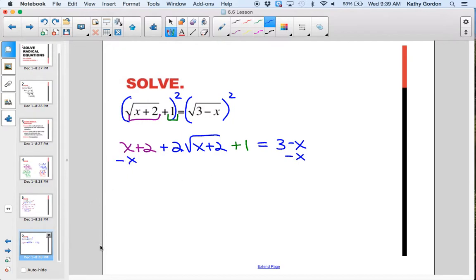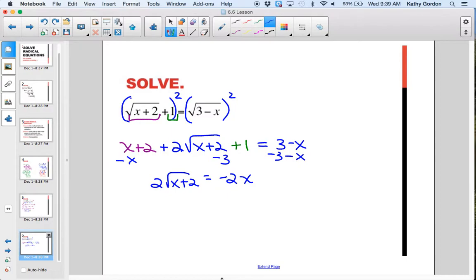And I've got 2, 3, so if I subtract 3 from this side, I can subtract 3 from this side. So it's going to leave me this 2 square root of x plus 2 on the left. The 3 minus the 3 is going to cancel out, and the negative x with another negative x is going to give me negative 2x.